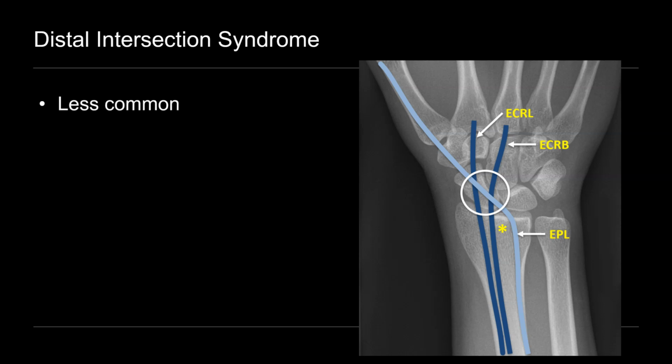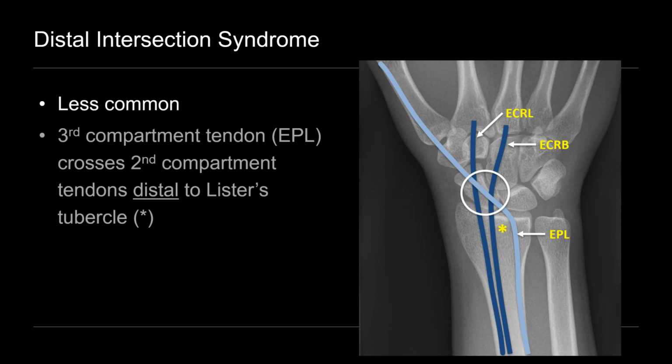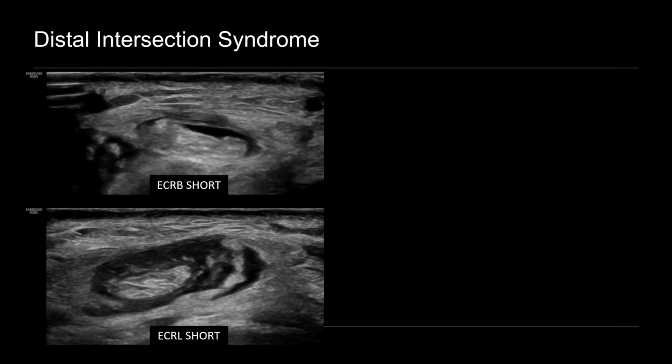So this is less commonly seen than proximal intersection syndrome. And again, it's where the third compartment tendon, the EPL, crosses the second compartment tendons, and that will be located distal to Lister's tubercle. Now let's look at a patient with distal intersection syndrome. We place our transducer right over this intersection at the level of the carpal bones in transverse. This is what we'll see.